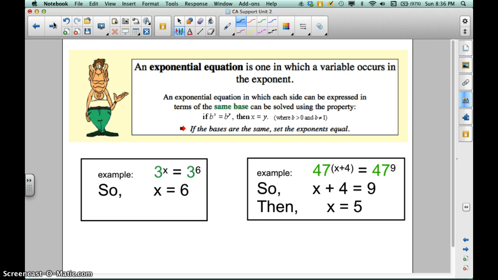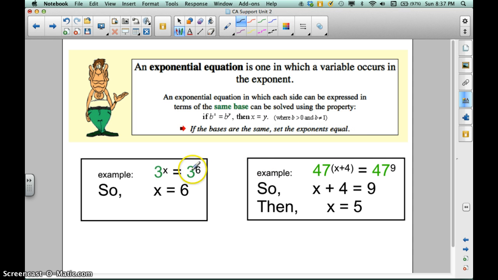Okay, exponential equations. An exponential equation is one where a variable occurs in the exponent. And we've seen that already in this course. So you've learned to graph an exponential equation. Now we need to learn how to solve an exponential equation when there's one variable involved. If the exponential equation has the same base on both sides of the equation, we can use this rule and set the exponents equal to each other.